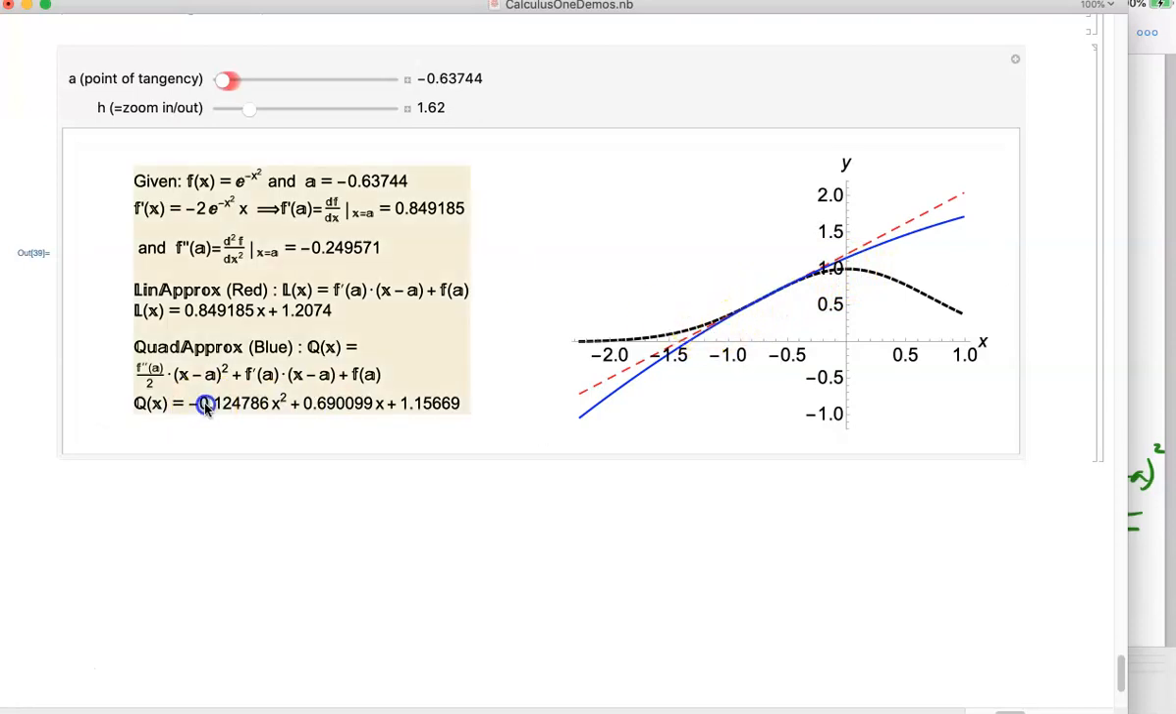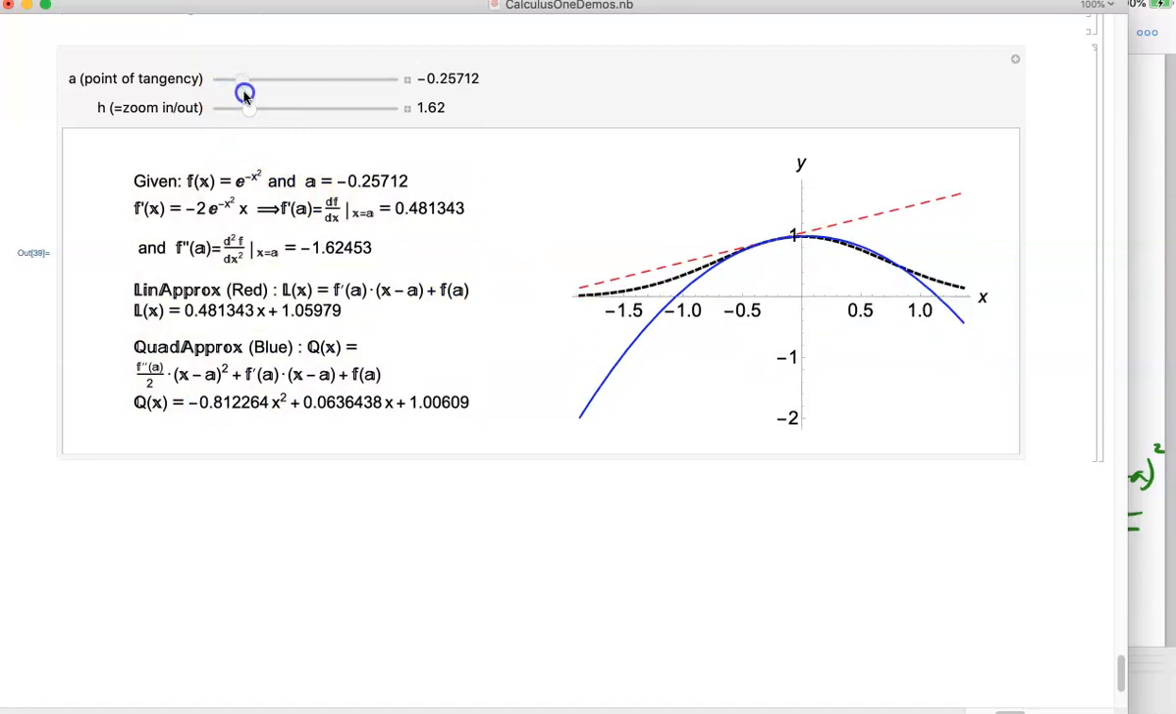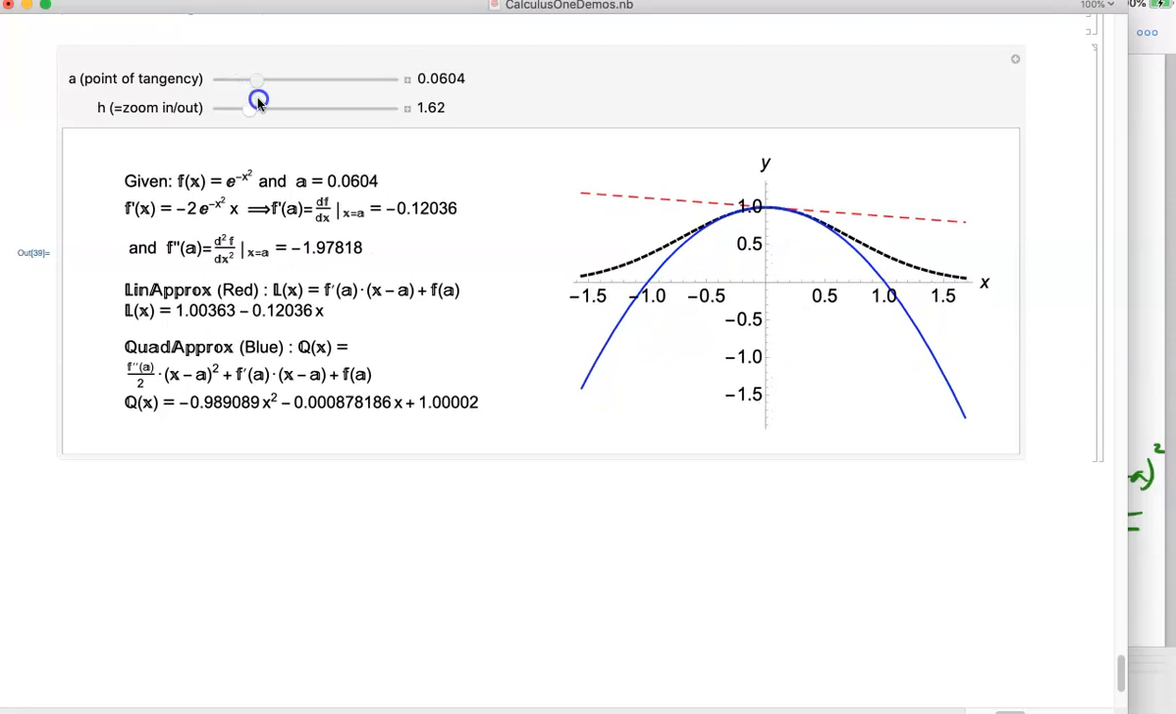Again, here is the formula for it. It's a quadratic because there's a squared here, but the minus sign in front of that x squared term means that the quadratic is bending downward. This function is concave down at that point. What we're going to see is that if you move to different points, the linear and quadratic approximations change.